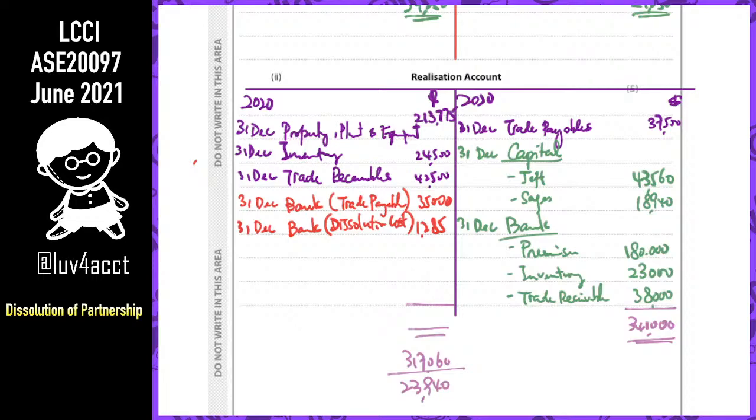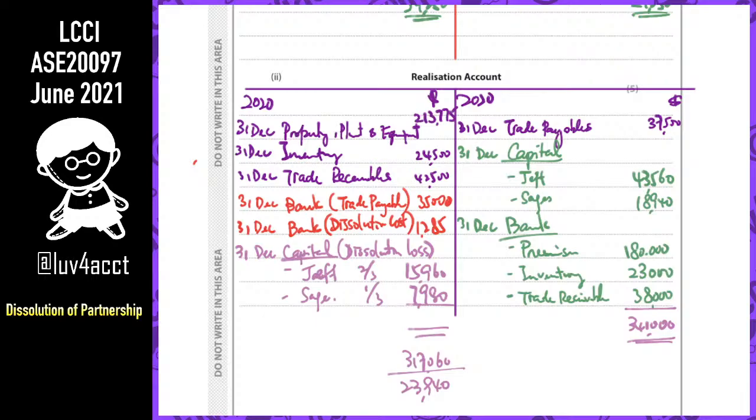Then on the 1st December it goes again into the capital account as dissolution loss of Jeff and of Sage, two-thirds and one-third: 15,960 and 7,980. Finish.